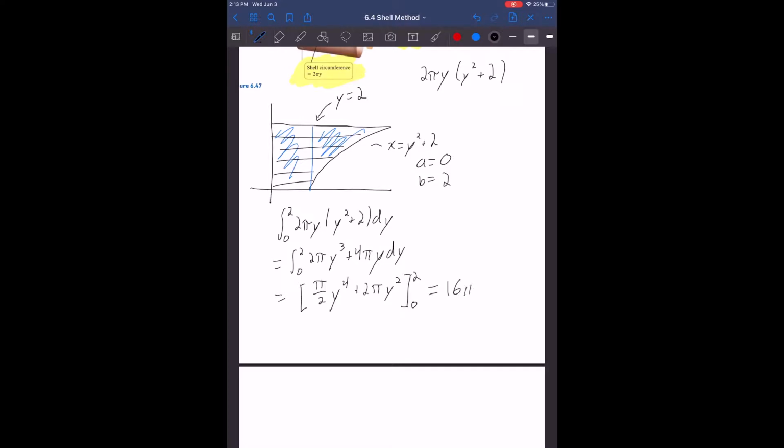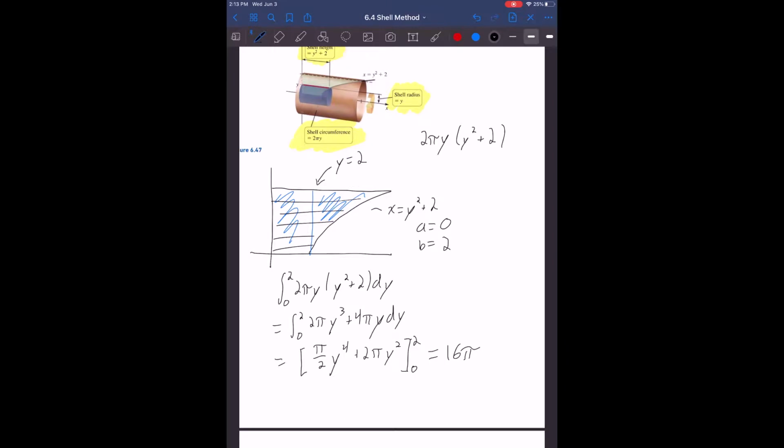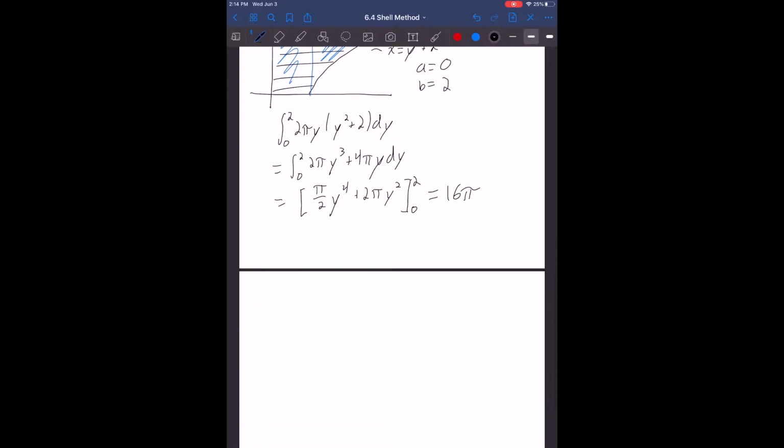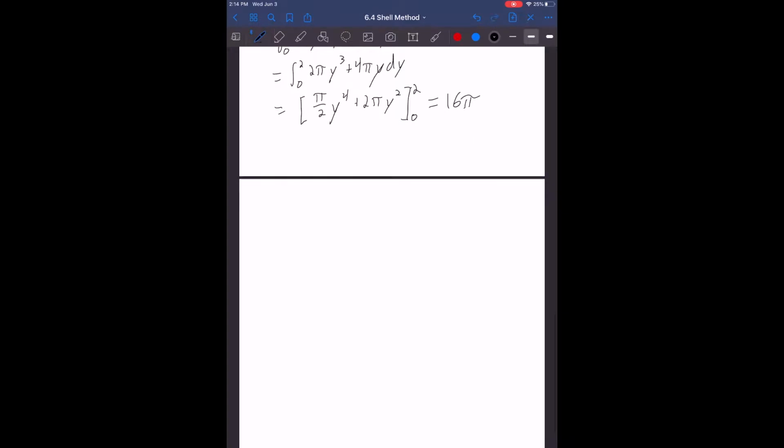If we plug everything in and do all the math, we're going to get that this is equal to 16 pi as our final answer. So this shape up here has a volume of 16 pi. Just another reason the shell method is particularly useful. Even if we can use other methods, it will oftentimes be a lot easier to use the shell method.